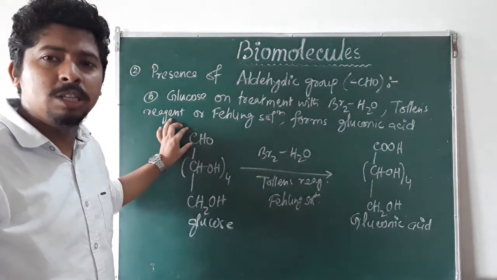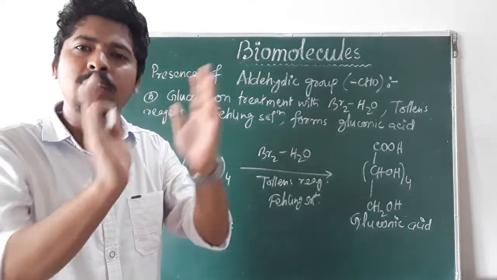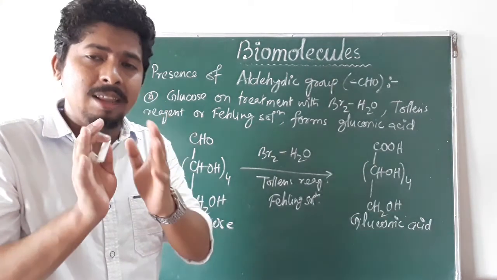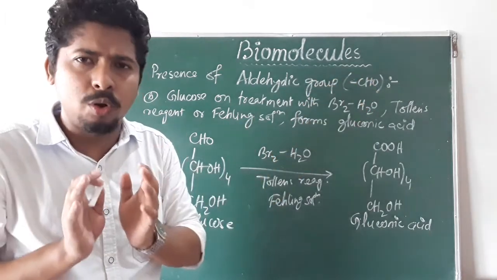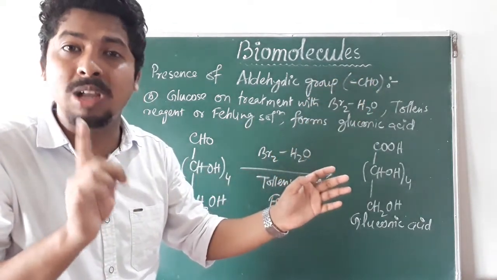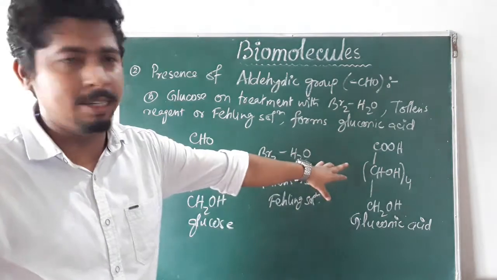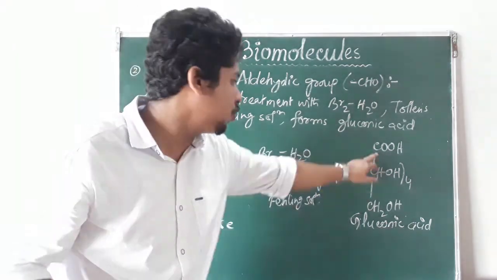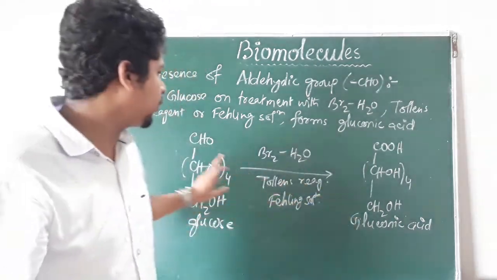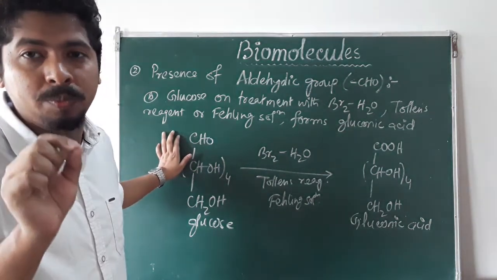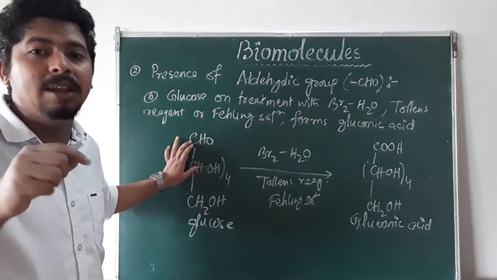Then why not a ketonic group? Now both aldehydes and ketones can be oxidized to carboxylic acid, but an aldehyde upon oxidation gives a carboxylic acid with the same number of carbon atoms, and a ketone on oxidation gives a carboxylic acid with one carbon less. Here, glucose on oxidation gives a carboxylic acid with the same number of carbons. In glucose we have 6 carbons, here also we have 6 carbons, which confirms that in glucose the carbonyl group is an aldehyde group.